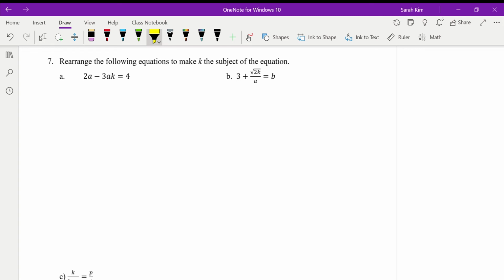Alright, let's do this one. Rearrange the following equation to make k the subject. So that means, k equals dot dot dot. I just want k by itself. So let's firstly start with a.